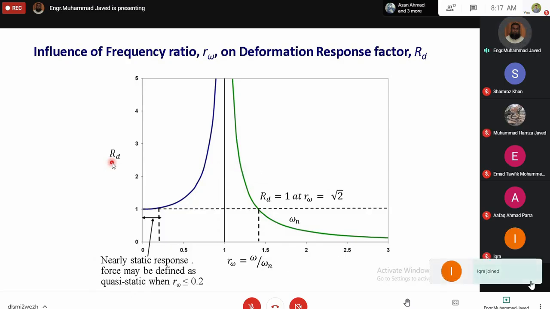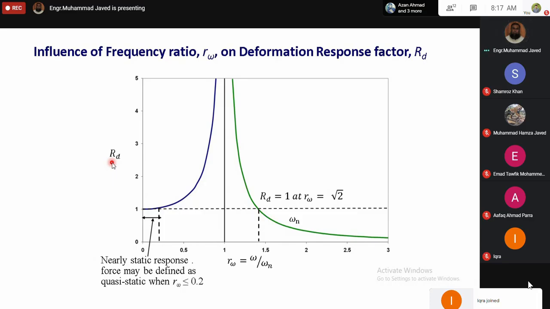And static deformation is defined as the maximum displacement that will occur in a system when the dynamic force is applied very slowly, or when the dynamic force is applied as a static force. So this ratio, that is the deformation response factor, shows by which amount the dynamic displacement amplifies with the change in frequency ratio.